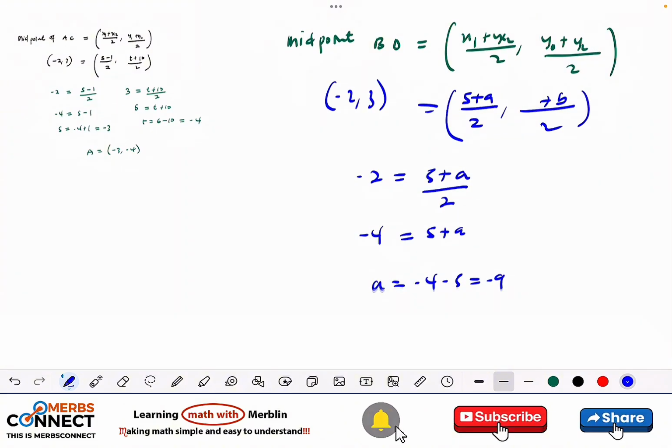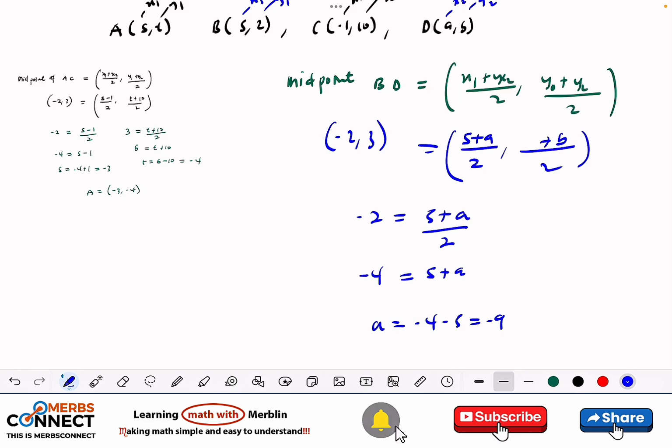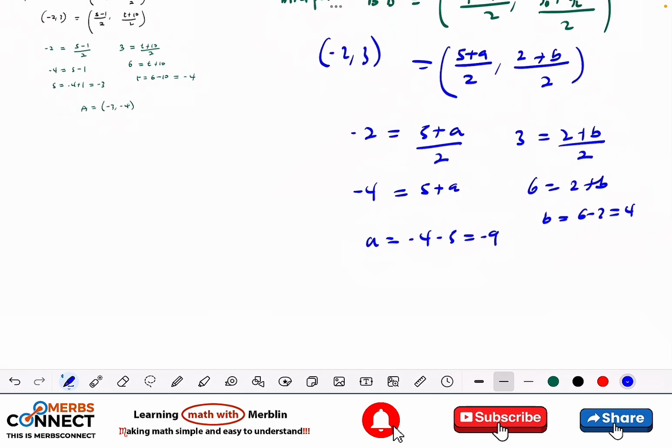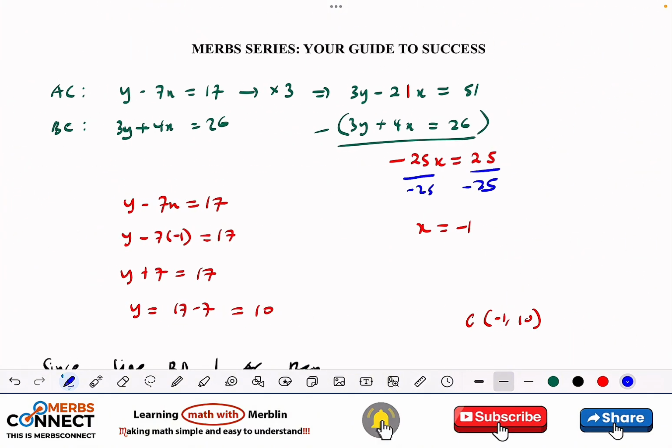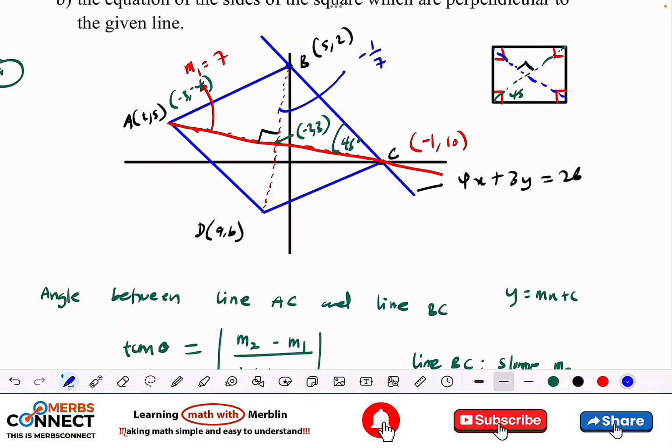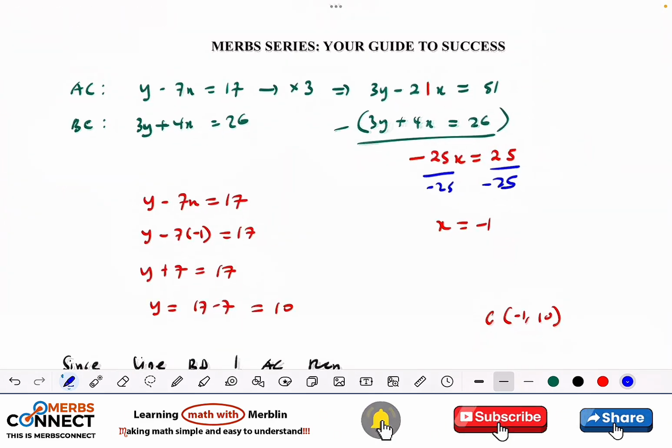Let's do the same for this guy at the other side here. So 3 is equal to 2 plus b divided by 2. 6 is equal to 2 plus b. b is equal to 6 minus 2, which is 4. So it means that D is minus 9 and 4. Minus 9 and 4 for D. So that was a lot of work. Minus 9 and 4. Is that right?